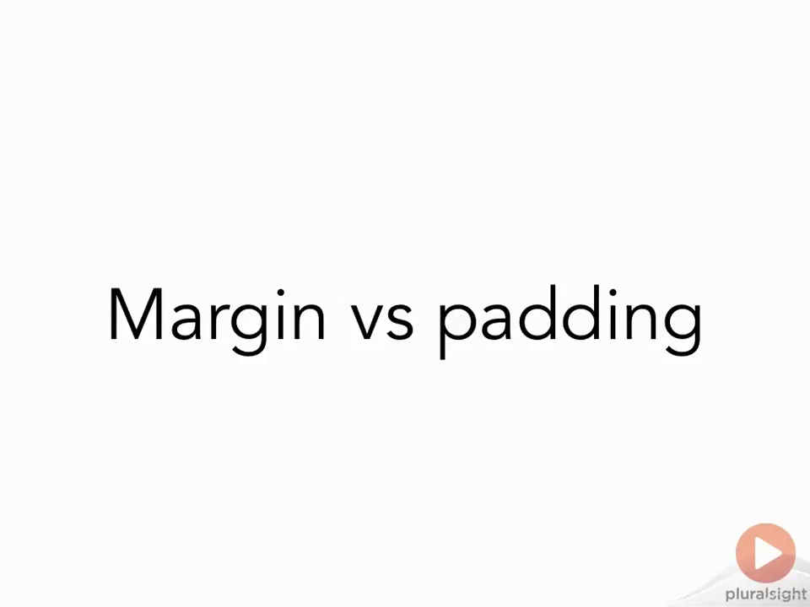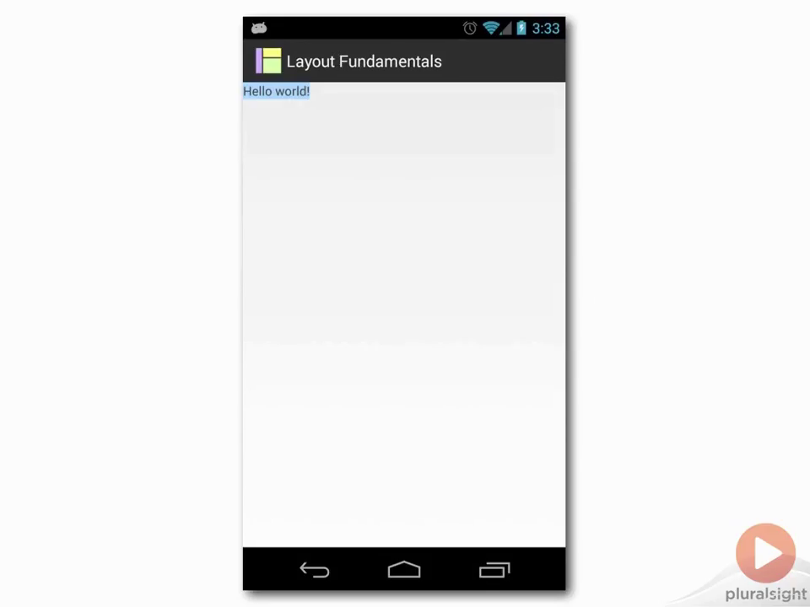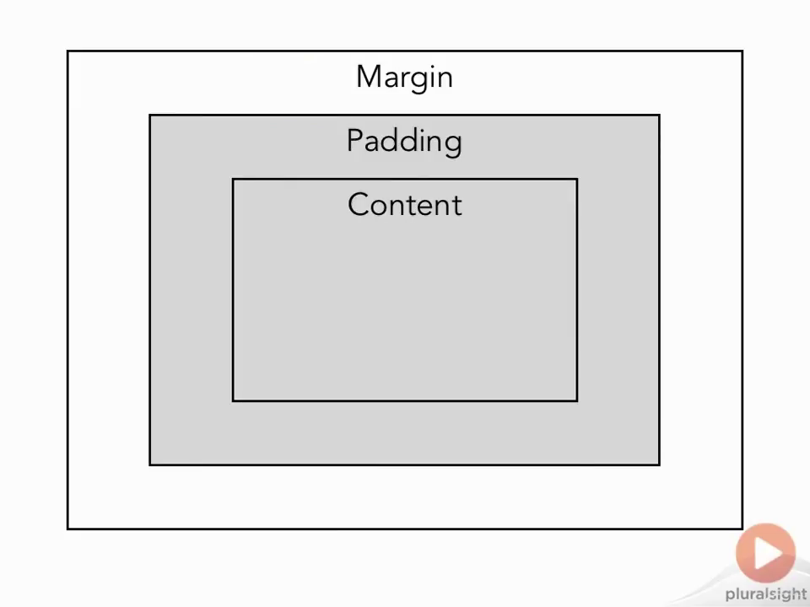Let's get back to the Hello World example with both width and height as wrap content. As you can see, it is right against the screen on the top left corner and looks a little bit crammed. How about we add some space? There are two ways of doing that: margin and padding.